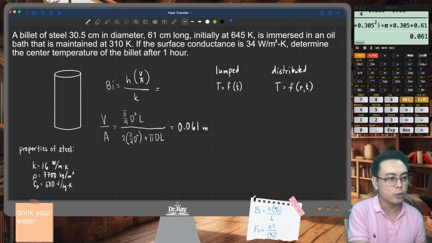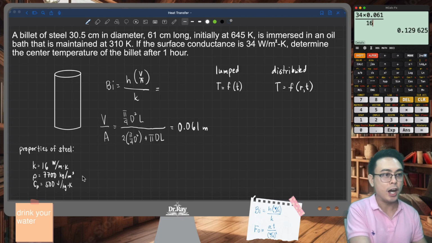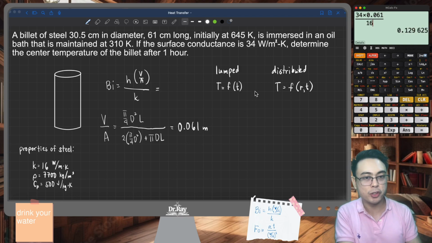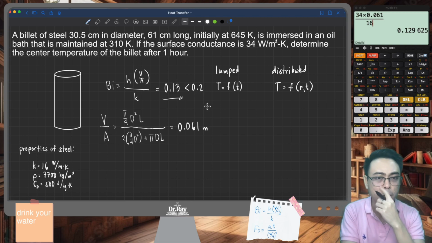So, go back to the formula of the Biot number. That is h, or the heat transfer coefficient, times the effective characteristic length divided by the thermal conductivity of the steel. I'm getting 0.13 as my Biot number. Now, 0.13 is less than 0.2, which is our common threshold for the characterization of a lumped system.